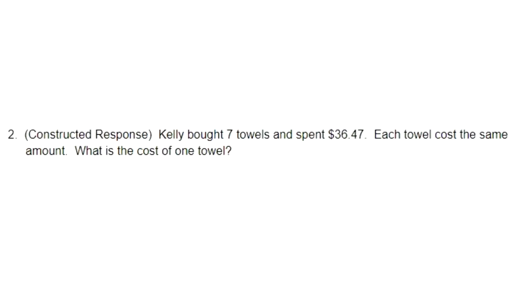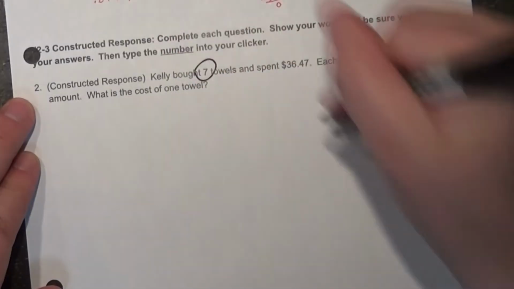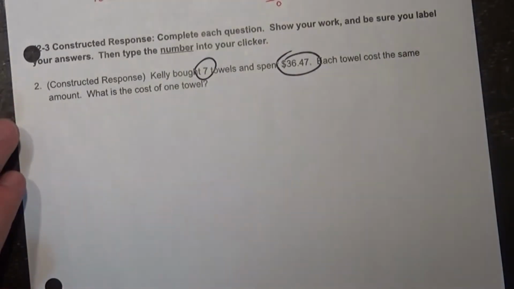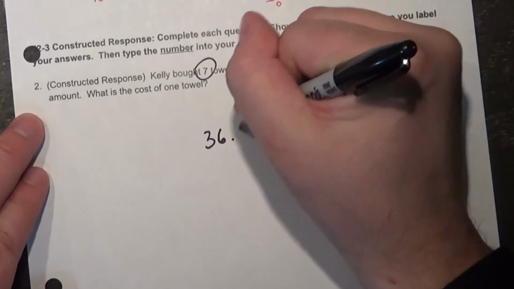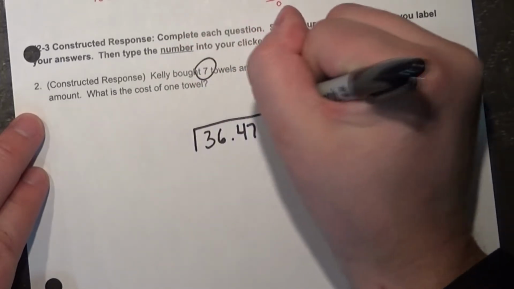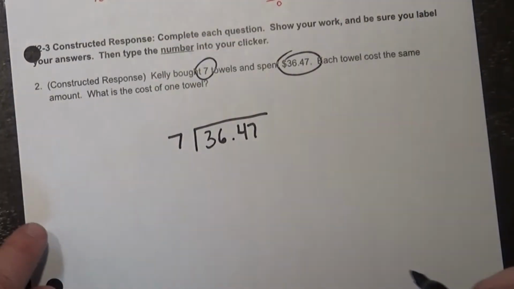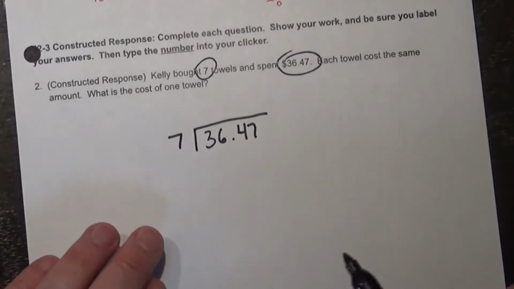Let's go ahead and take a look now at number 2. Now number 2, we're doing the exact same type of math. We're going to take the total cost and divide it by the number of towels. So 7 towels and it's $36.47. So I'm going to take $36.47 divided by 7. So I'm trying to figure out how much each towel costs.